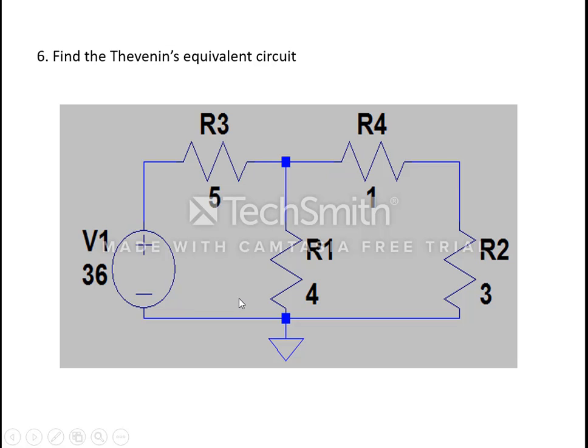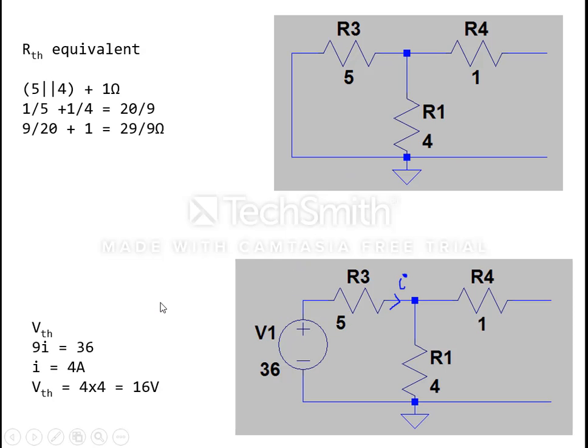And now coming to the sixth question. This is Thevenin's. Norton's and Thevenin's are almost the same. The thing we should find is ZTH and VTH, everything is almost the same in these two questions. And here we have V1 equal to 36 volt and four resistors. As I said, for finding RTH, we should short the voltage source and open the current source. In this question, we have no current source, only the voltage source, so we are going to short it.